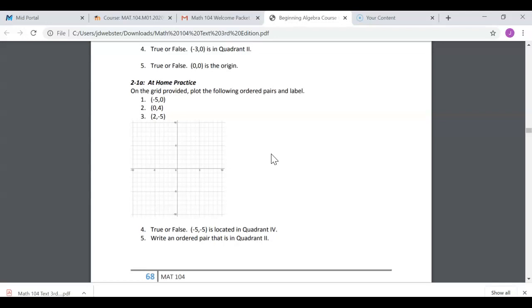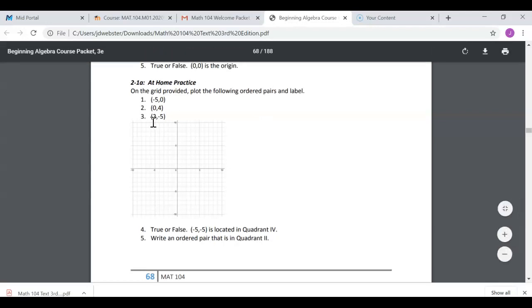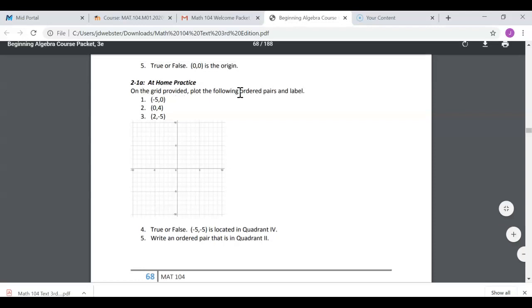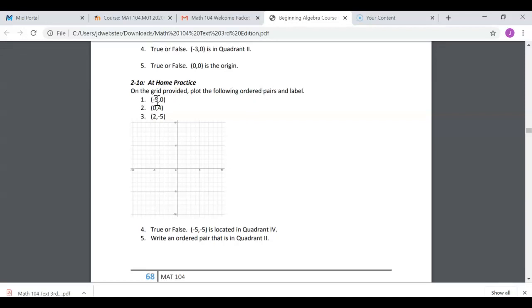All right, so I'm going to explain the 2-1A at-home practice problems as a review. This is basically what we were going to do. It says, on the grid provided, plot the following ordered pairs and label. We have the ordered pairs (-5, 0), (0, 4), and (2, -5).